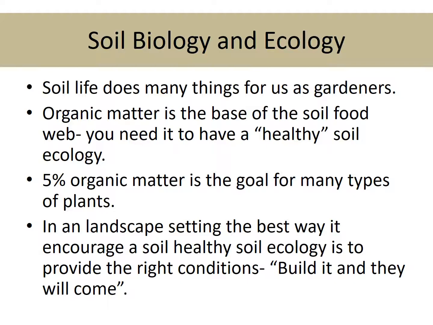This also wraps up the bit of the course which revolves around soil biology and ecology. And so on this slide, there's just a few key points to remind you of some of the important points of this topic for gardeners. So just remember, soil life does a lot of good things for us as gardeners, and we want to encourage it. And the best way to encourage it is to add organic matter, which is the basis of the soil ecology. Without it, the soil ecology looks very different. Our goal as gardeners, for most types of plants, again, not all types of plants, is to have about 5% organic matter in the soil. There are some plants that are evolved to grow in much harsher soils, but for many plants, 5% organic matter is our goal.